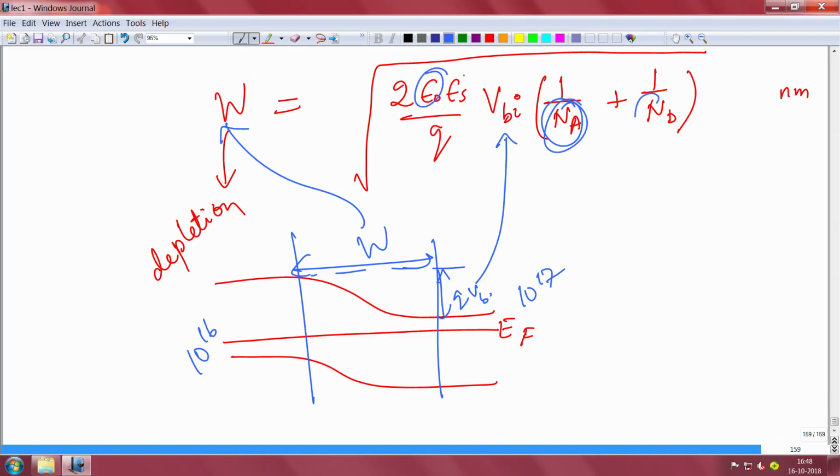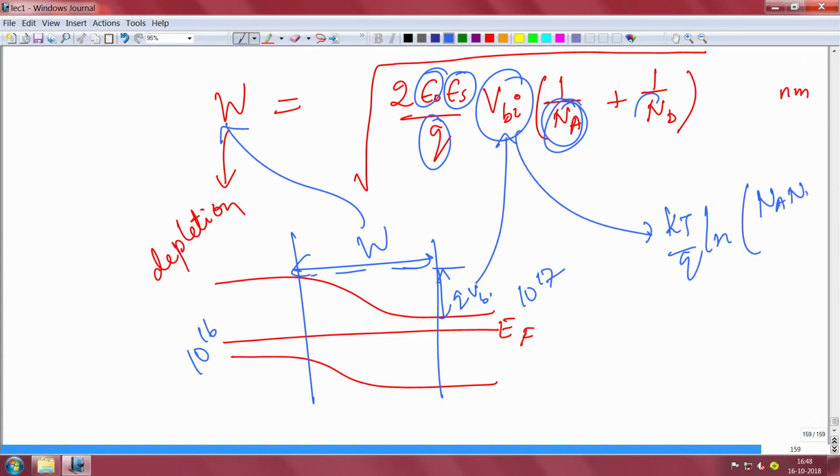Epsilon naught, epsilon s for silicon is 11.7, or the material that is given you will find out. q is the charge of electron. Built-in potential is found out by kT by q, ln of Na Nd by ni square. Once you know the doping, of course you can find out the built-in potential. Then everything is known, you can find out the depletion width.